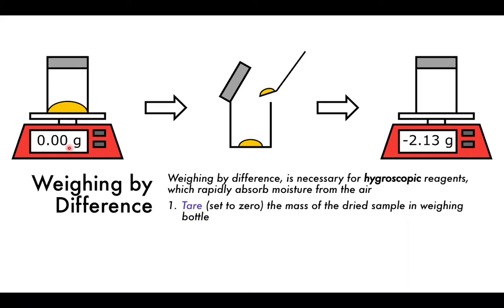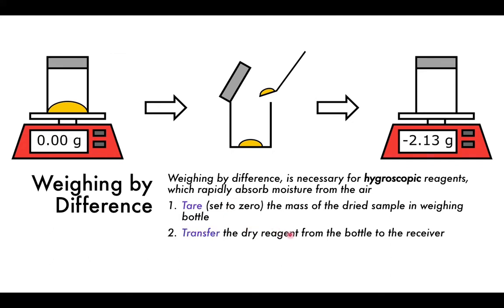What will happen is that we tare our weighing scales, our electronic balance, with the container holding the pre-dried sample or chemical inside of it, setting that at 0 grams. From that, we can quickly remove some of the sample into whatever receiving vessel we will utilize in our experiment or our measurement.